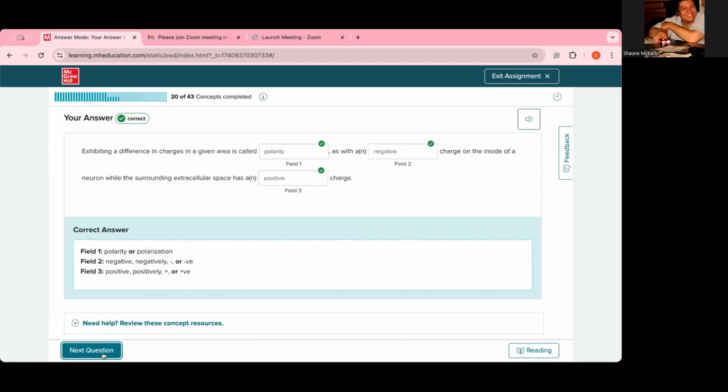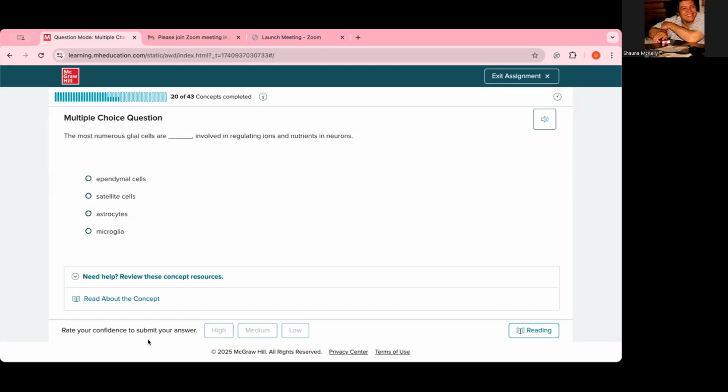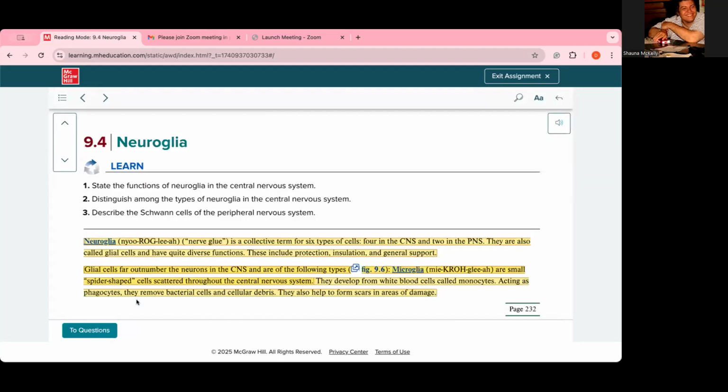All right. Next question. The most numerous glial cells are blank, involved in regulating ions and nutrients in neurons. I'm not sure, but I think it might be microglia, but let's look it up. I think I remember this from before.